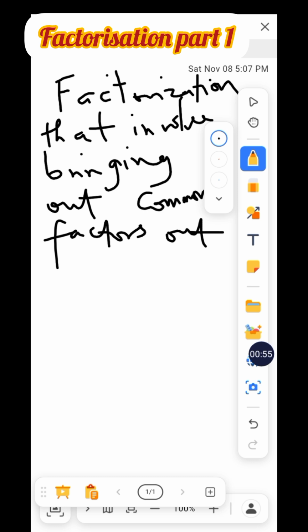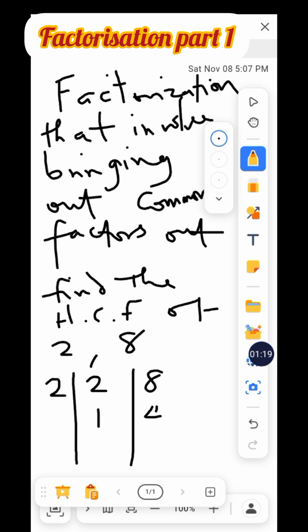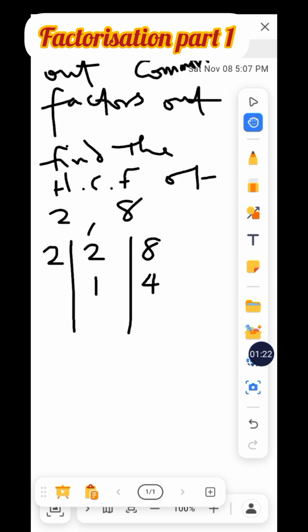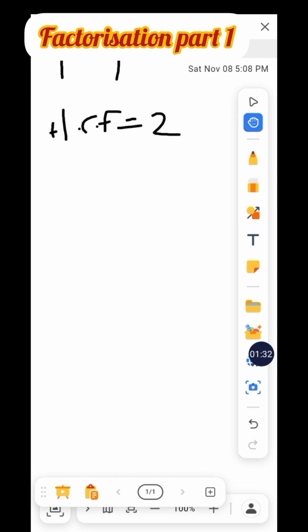Okay, so if you were asked to find the HCF of 2 and 8, how do we go about it? We can use this approach of finding our HCF, finding a number that can go in all of them at the same time, and that number is 2. 2 goes in 2, 1, 2 goes in 8, 4. So in this case, our HCF is 2.